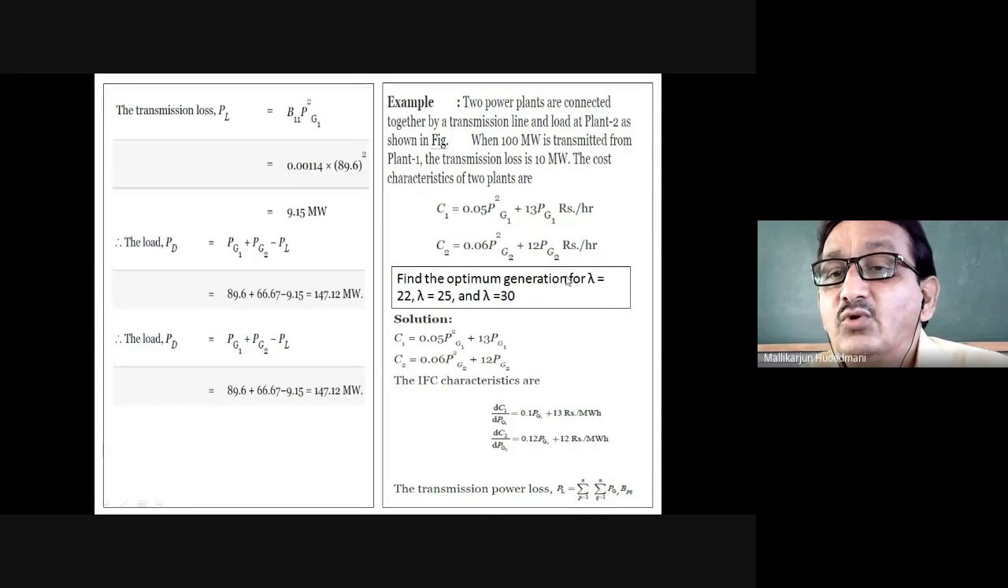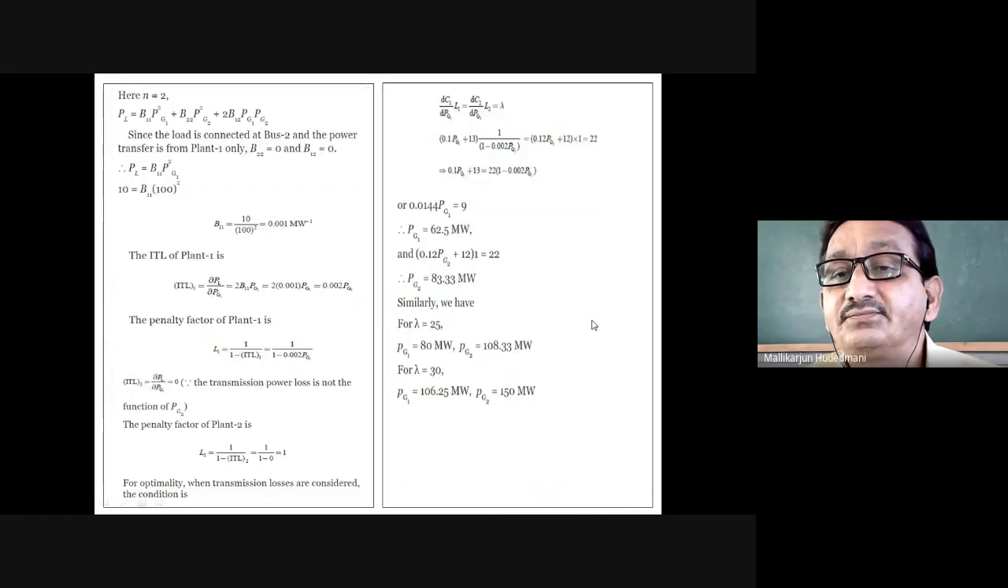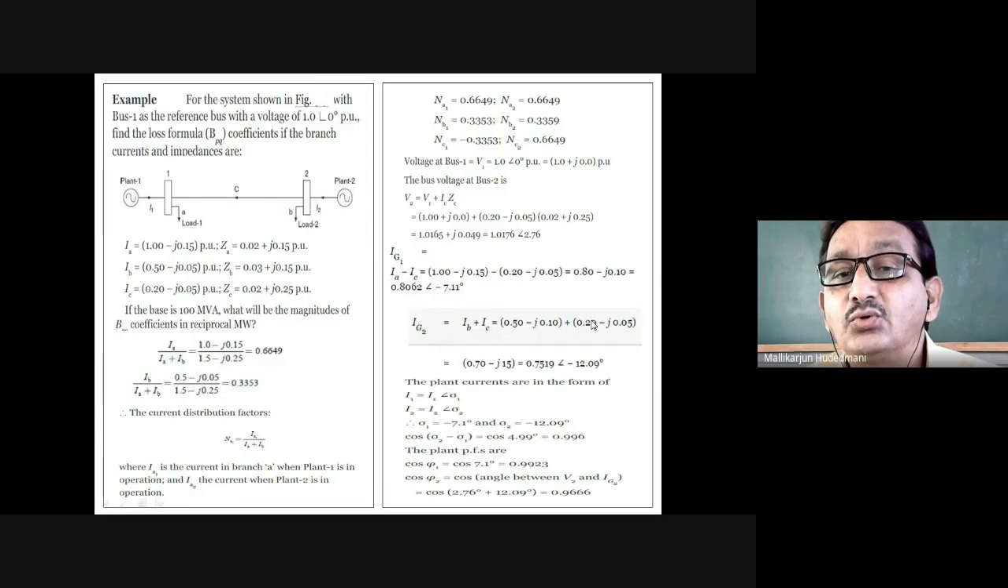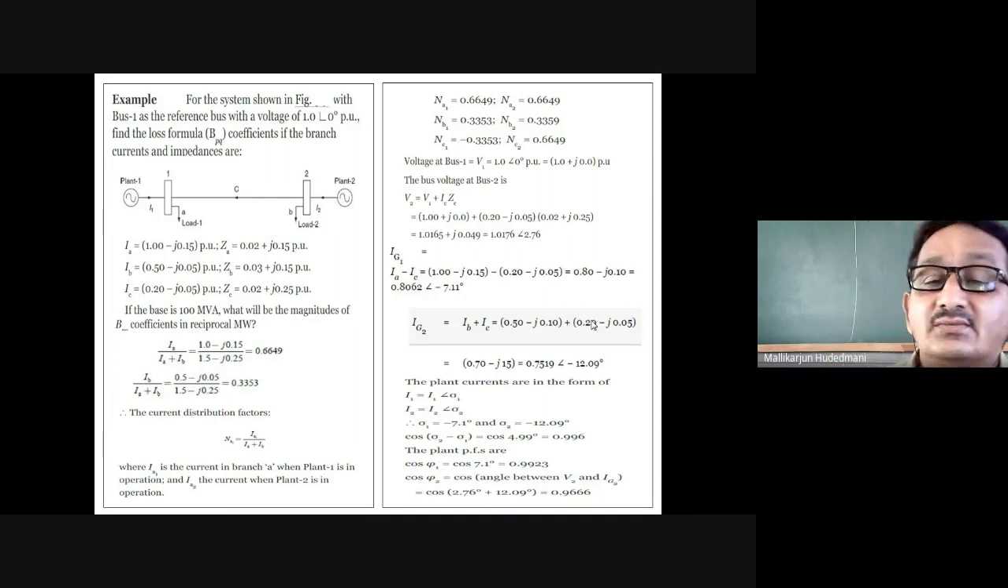Similarly, I have some more examples which outline similar concepts. Clear? Yes, we can go through. Now, this is an interesting problem which we need to discuss.